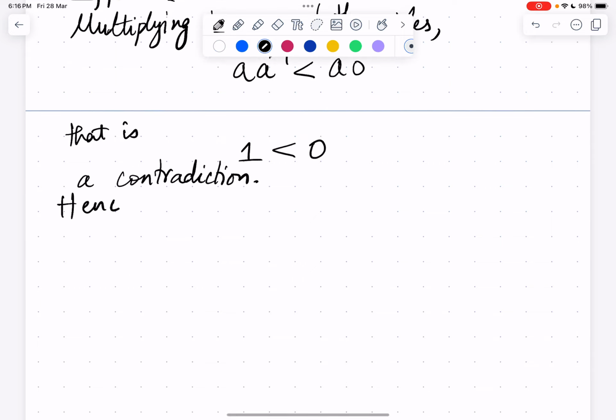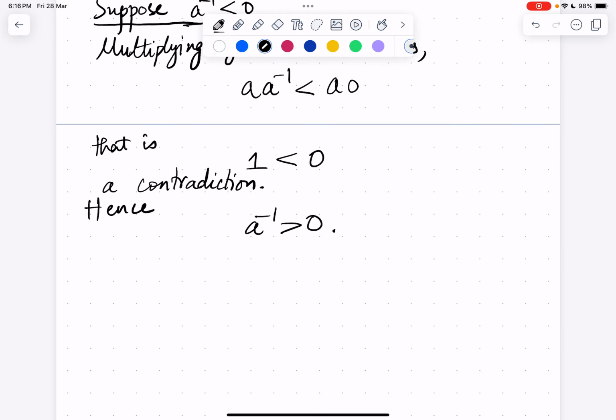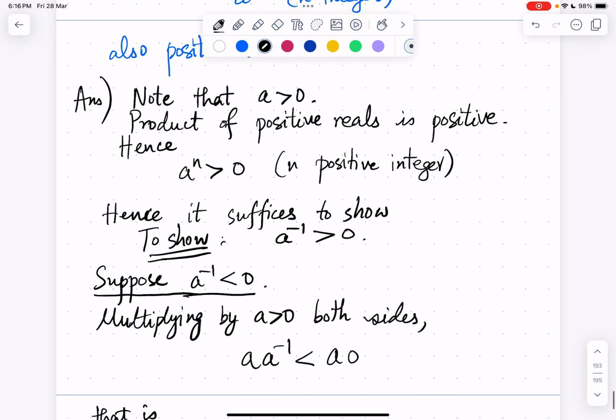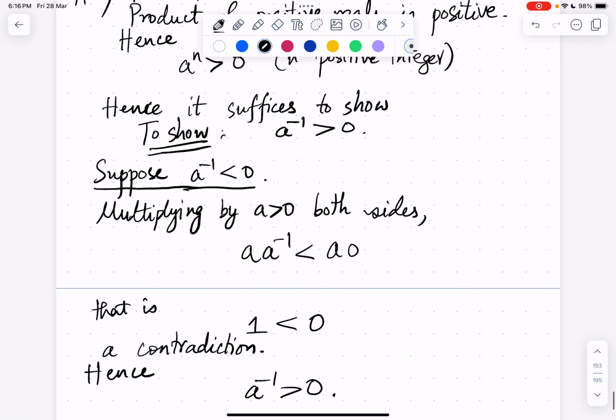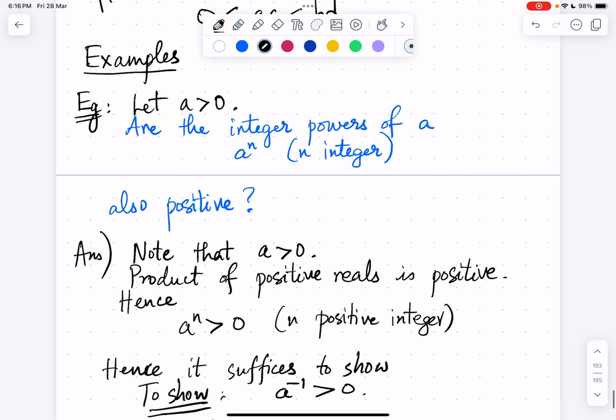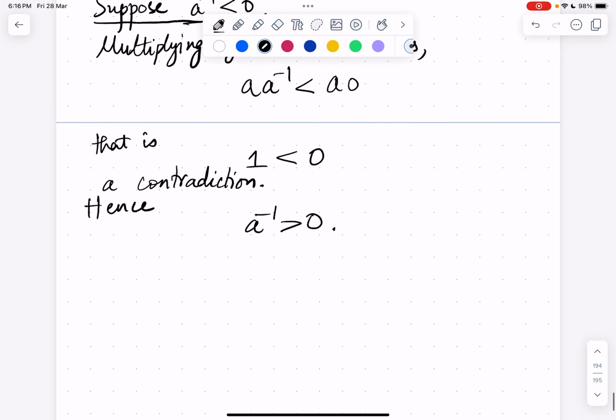Hence a inverse is greater than 0, and we have shown that if a is positive, then all integer powers are positive. So are the integer powers of a, namely a power n where n is an integer, also positive? It turns out yes. Right, so this is one basic example.